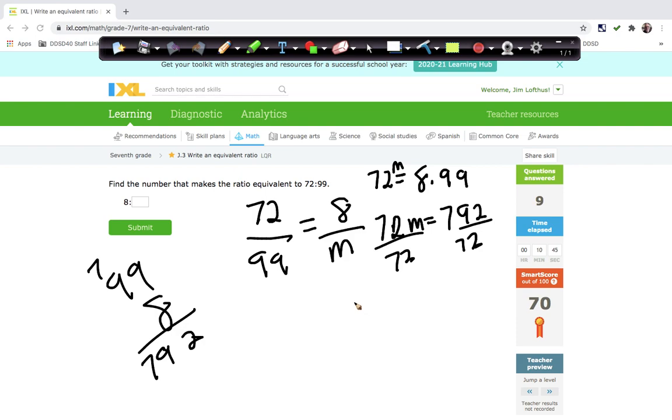So m is equal to, let's see, probably made an error in here somewhere because this just goes in there once with, oh no, with 7 left over. So 11, there we go. So 8 to 11. And here's another way to kind of double check this. 8 to 11 equals 72 to 99. We can check for a multiplier. This should be multiplied by 9, and this should be multiplied by 9.